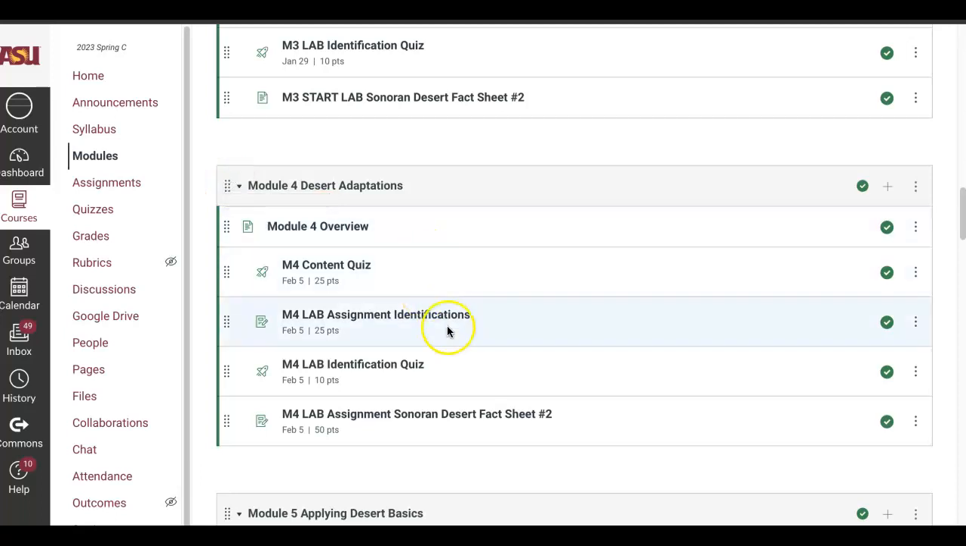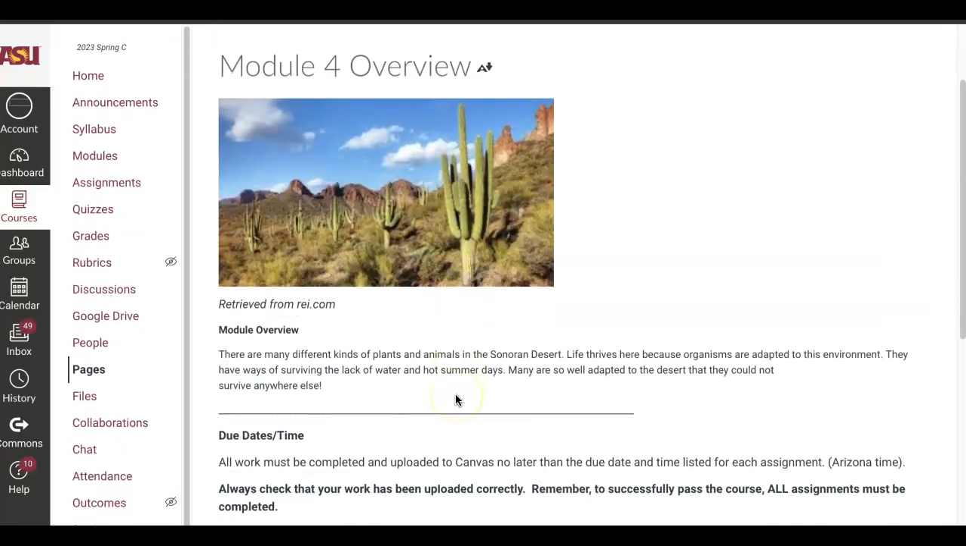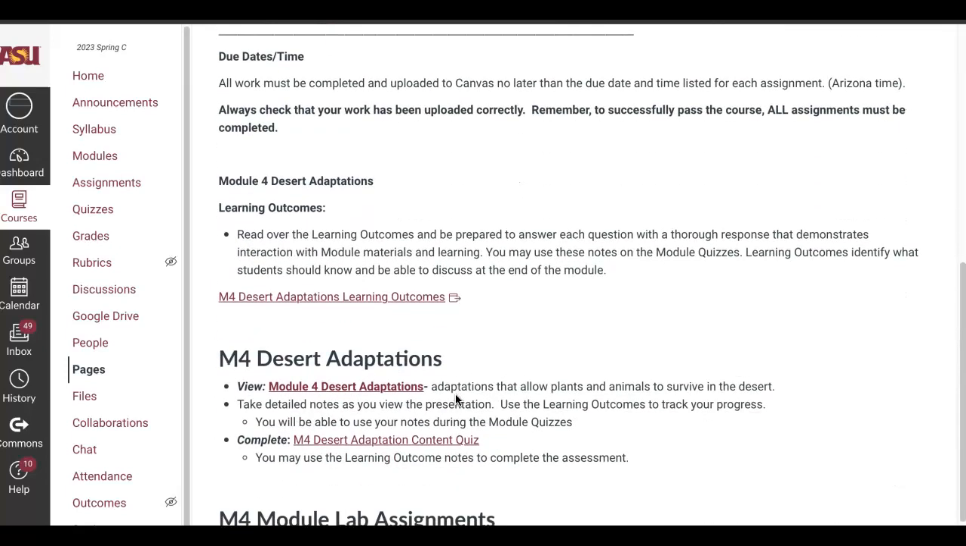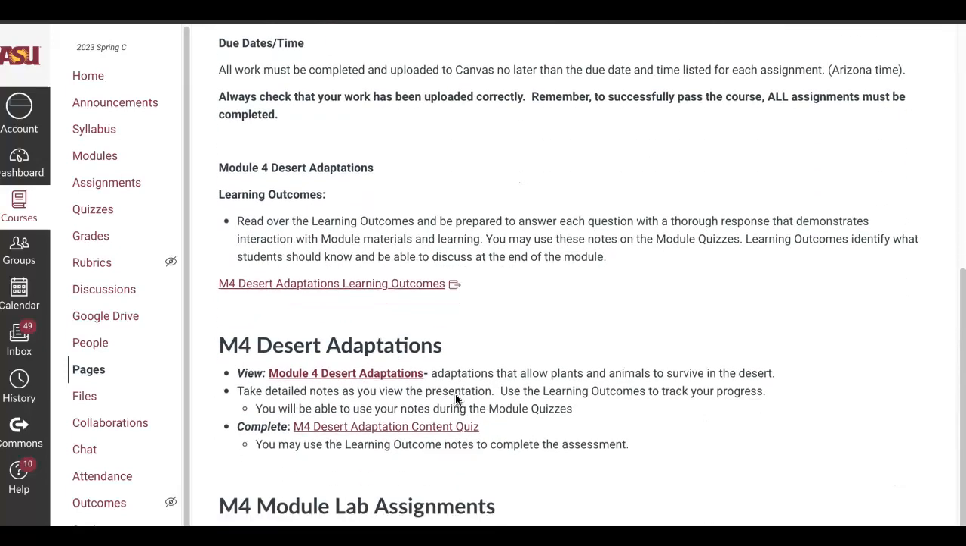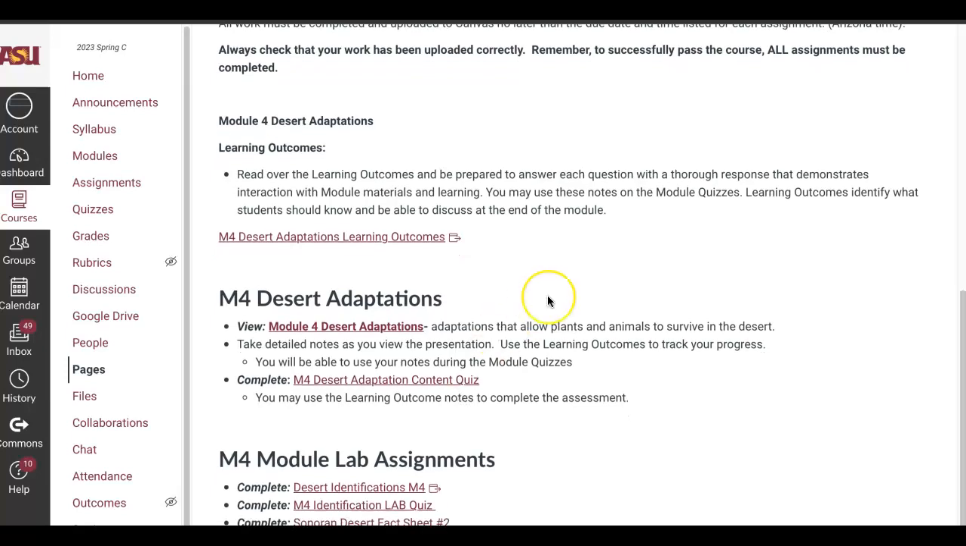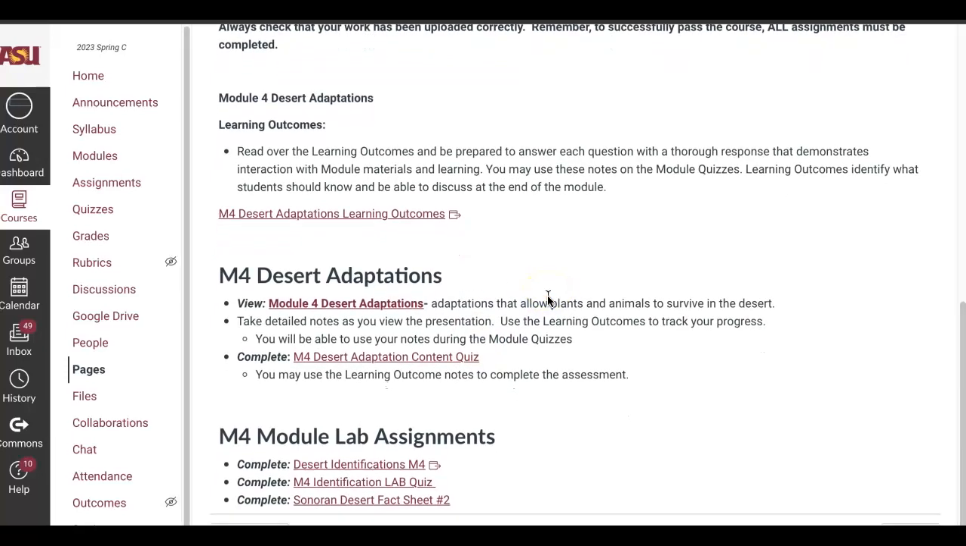Hi everyone, welcome to Module 4 on desert adaptations. And as usual, you're going to have your overview, your learning outcomes, and your module content. And remember to be taking notes and making sure that you're preparing for those module quizzes that are open book.